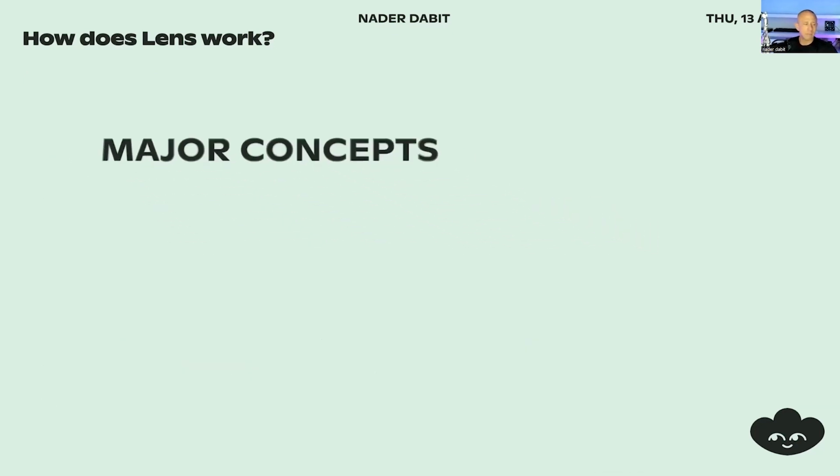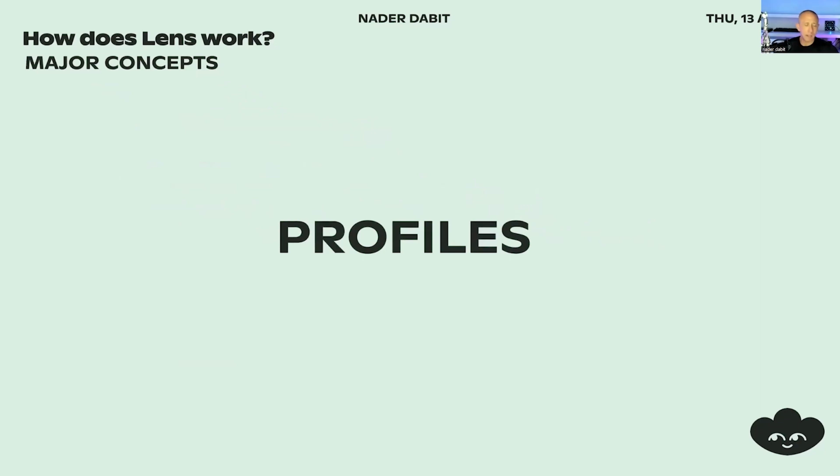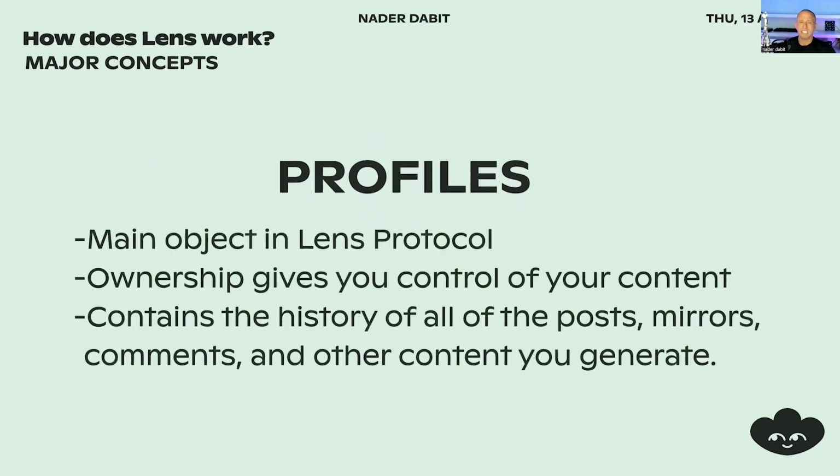So next, let's talk about some of the major concepts, and then we're going to start building. So the main idea to understand of how Lens works is that everything's built off of a profile. And this is the main object in Lens. So when you sign up, you get this profile, and then everything that you do is attached to this profile. And the profile is an NFT, and therefore you can have somewhat of ownership of it, meaning that you can transfer that to a different address. You can sell it if you'd like to. You can burn it. You have the ability to move it around. And again, this contains the history of the posts, mirrors, comments, and any content that you generate.